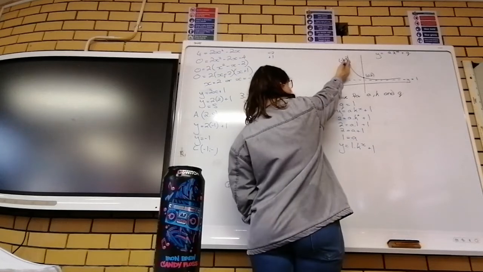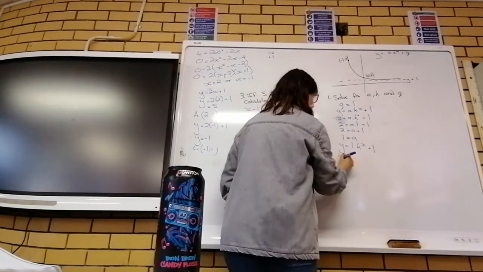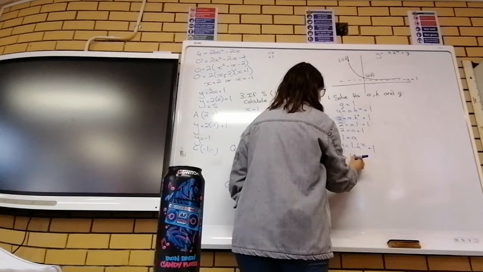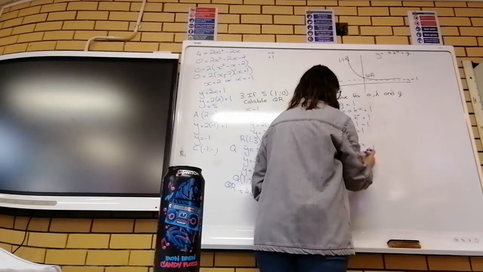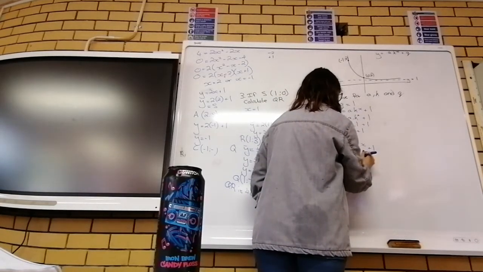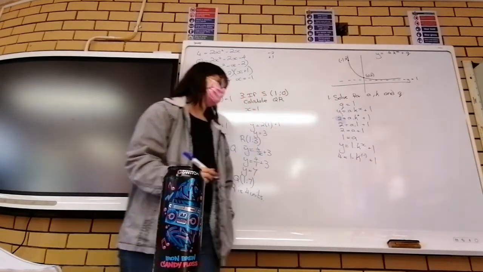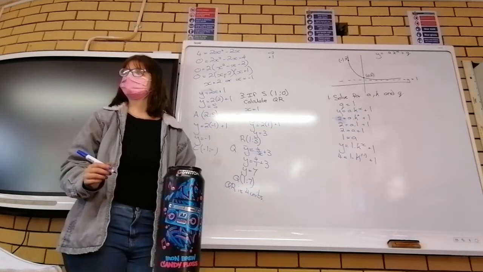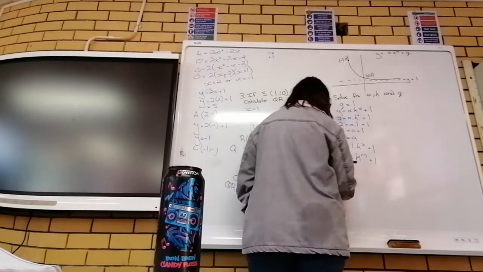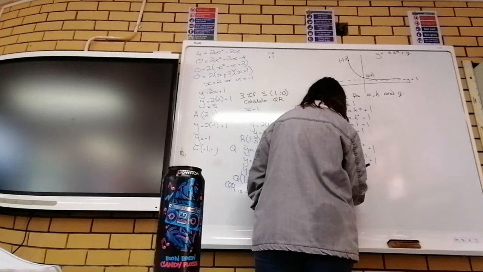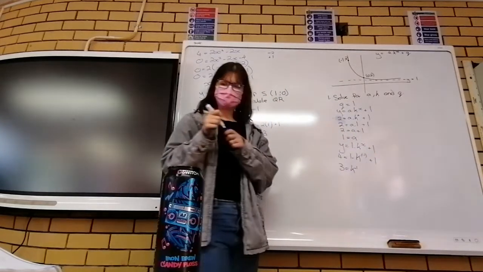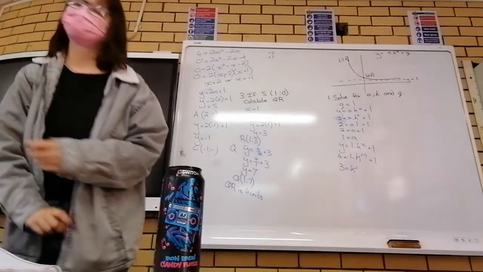So now I plug in my last point I've got over here. So I've got 4 is equal to 1 times k to the power of minus 1, so it becomes a fraction, plus 1. Okay? Yes. So then I take my 1 over. I've got 3 is equal to k to the power of minus 1. And now, you guys showed me a cool way to do this on the calculator.